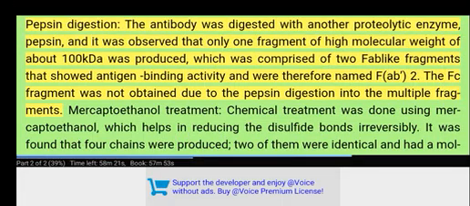Pepsin digestion. The antibody was digested with another proteolytic enzyme, pepsin, and it was observed that only one fragment of high molecular weight, about 100 kDa, was produced, which comprised two Fab-like fragments that show antigen binding activity and were therefore named F(ab')2. The Fc fragment was not obtained due to the pepsin digestion into multiple fragments.